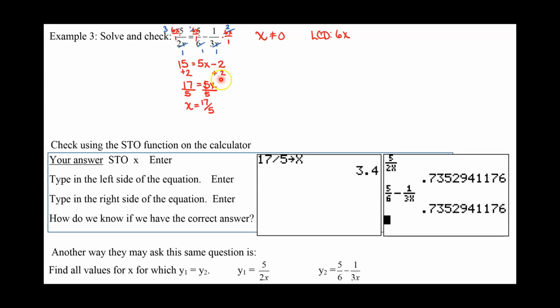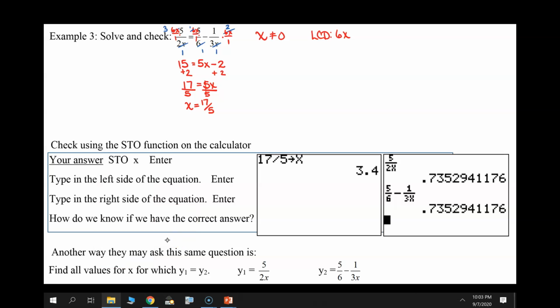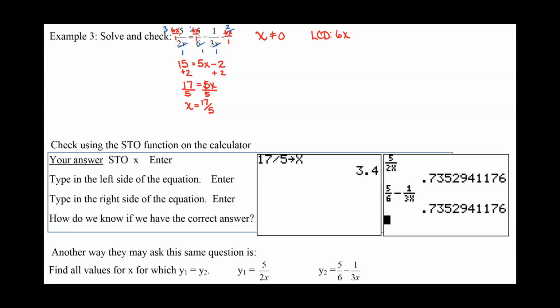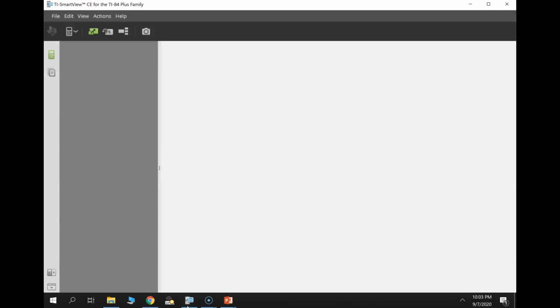So I'm going to add 2 to both sides, and that would give me 17. And then I'm going to divide both sides by 5, and that would give me 17/5. Now, I don't really want to go back and plug 17/5 in by hand into that equation. So instead, I can use my graphing calculator to help me with that. So let's look at how we could put that back in to check it.